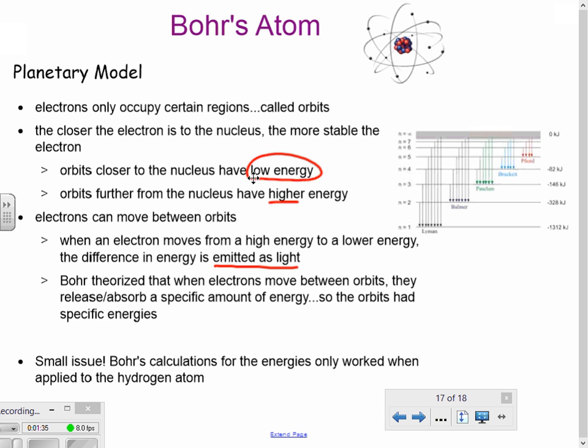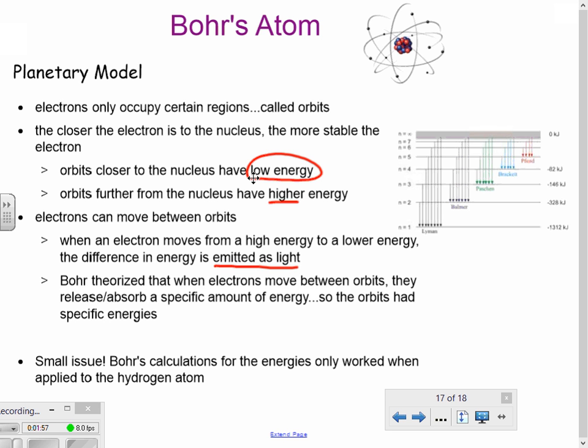So Bohr theorized that when these electrons move between orbits, they're either releasing energy when they drop down, or absorbing energy when they go from a lower to a higher energy, in a specific amount of energy. And his theory talked about these orbits. Those orbits were at specific energies, besides the electrons themselves.